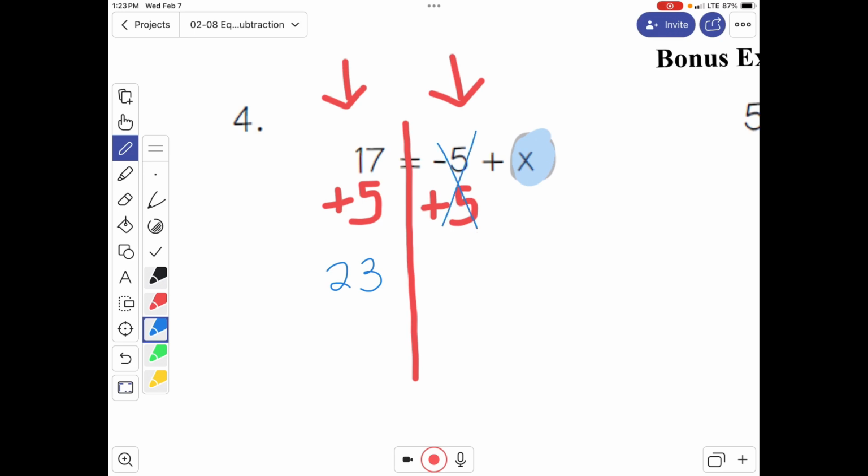So they're canceled, they're gone. And the only thing left is the x. And you need to be sure to bring the equal sign straight down. The equal sign stays on the wall.